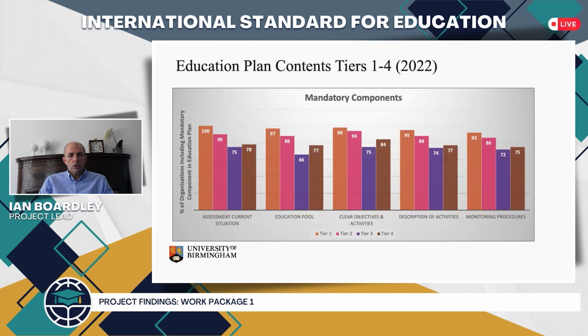I think if we go on to look at just the post-2022, so the post-ISE data, the 2022 completions across the different tiers, we look at these 5 mandatory components. We're seeing that similar pattern that I talked about when we looked at the education delivery in terms of volume. So we're seeing a decrease as we move from tier 1 through to tier 3, but then a slight increase as we come to tier 4, which is interesting.